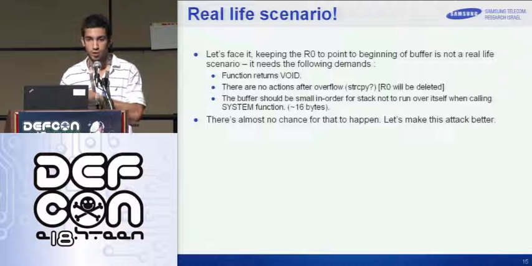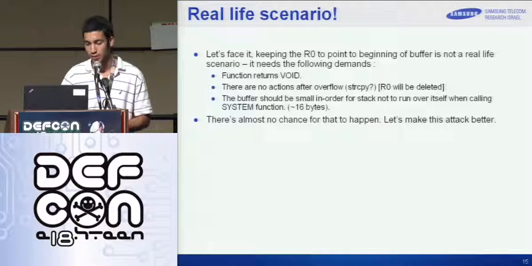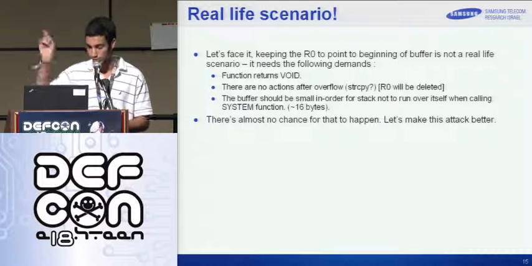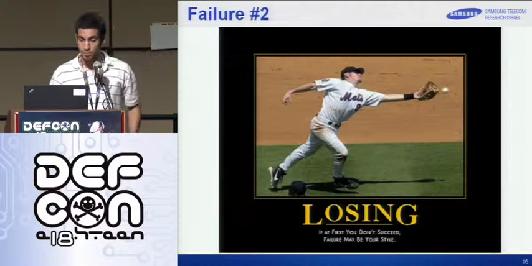In order to have that scenario, we need a function that returns void, so that after the overflow nothing happens and R0 will not be deleted. And it should be small. There's another problem with that. The buffer should be small, like 16 bytes, in order to have free space so the system function is not using the same stack pointer space and they will not override each other. So there is actually almost no chance in the world for that to happen, and if it happened to you, you're very lucky. It's like winning the jackpot in Wheel of Fortune. So yeah, you don't want that scenario.